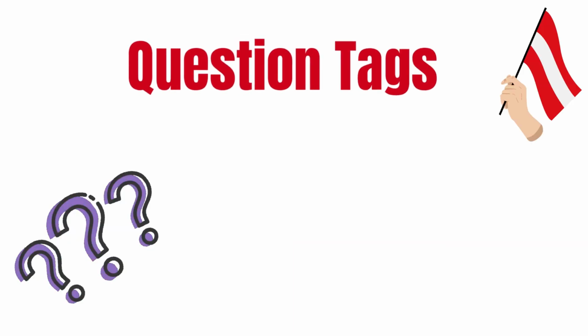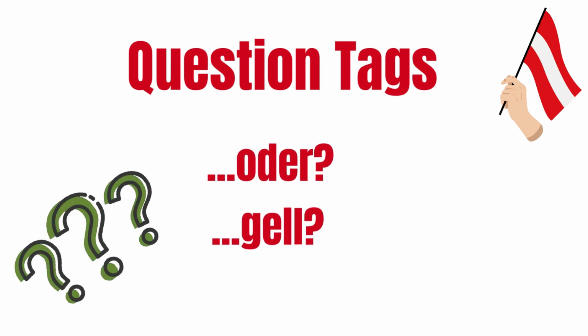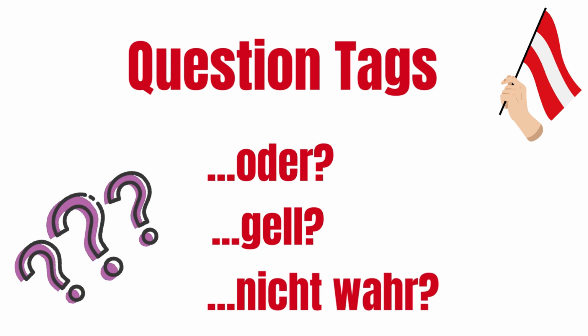Summing up, we can repeat the most important question tags again. Oder, oder. Gell, goe, goens, goal. Nicht wahr.